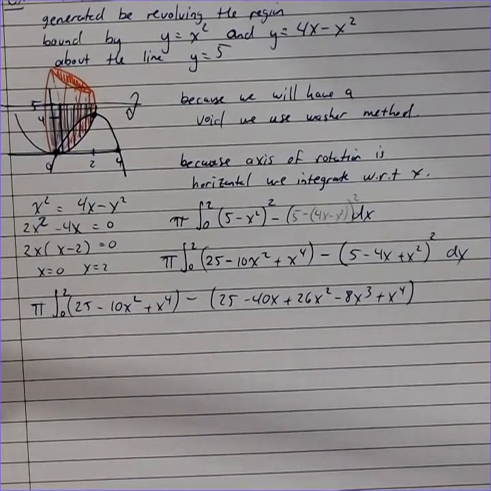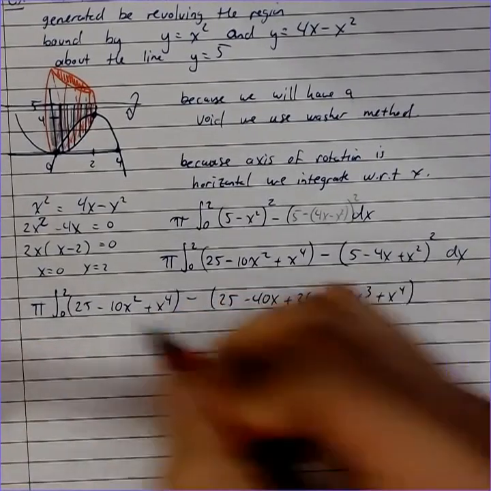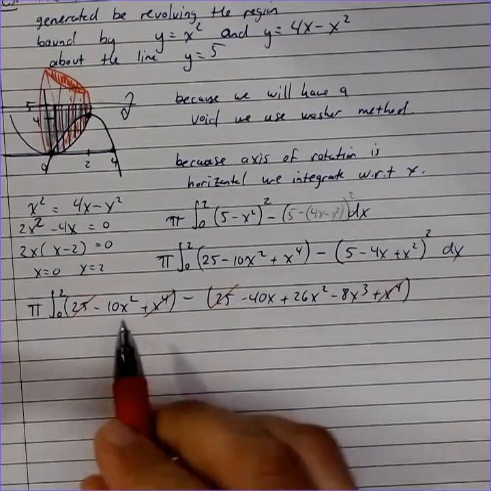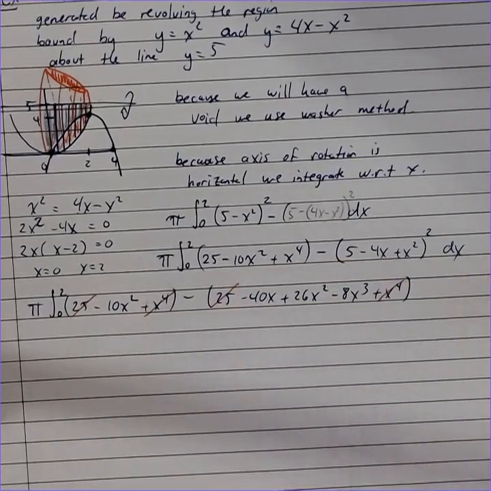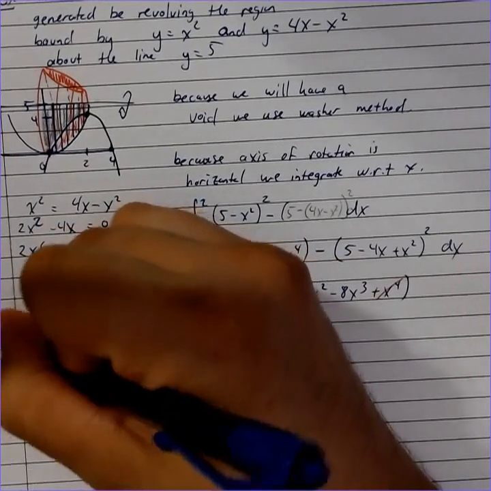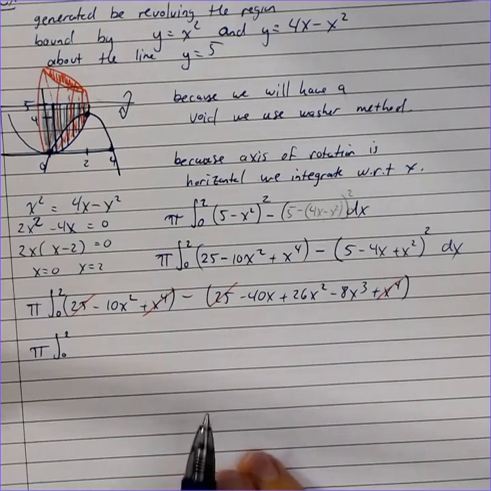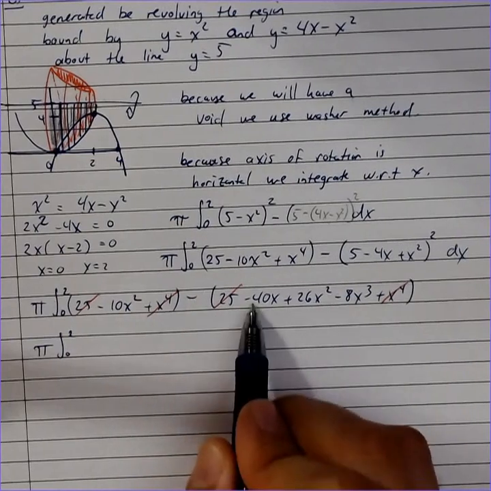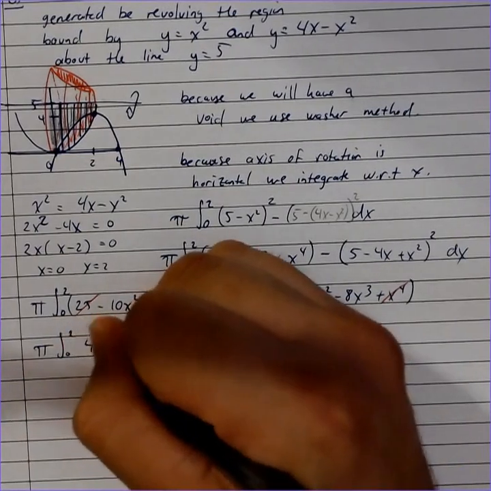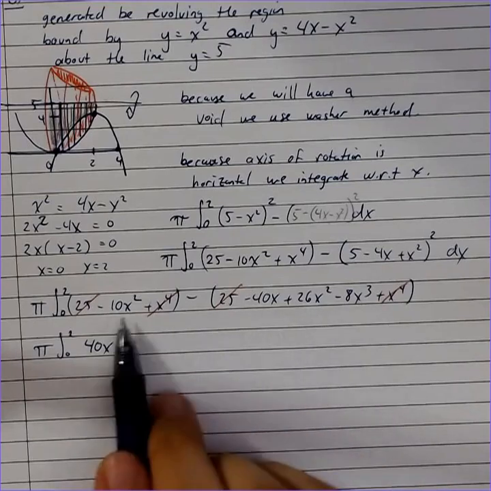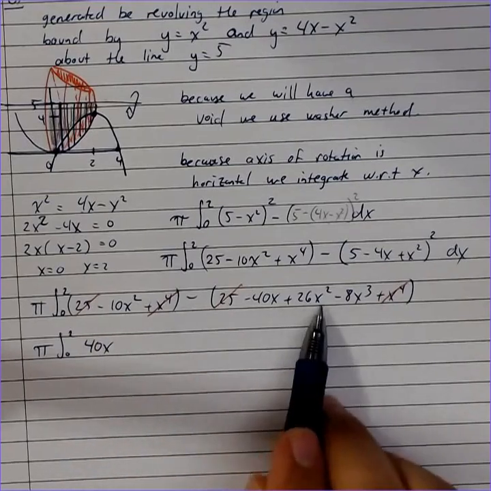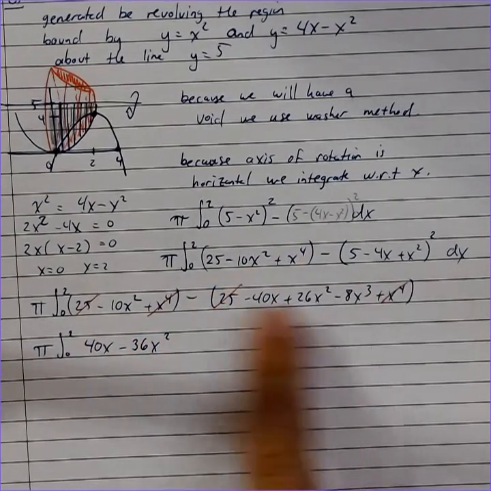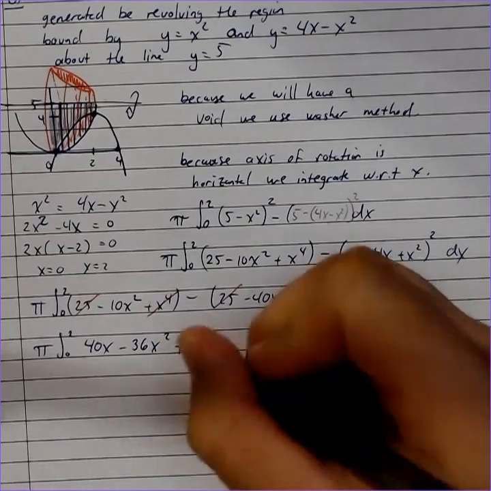And now here you notice that a few things subtract away. 25 minus 25, that's gone. X to the fourth minus x to the fourth, that's gone. These don't go away, but they do combine since they are like terms. So you can write this as pi, integral from 0 to 2 of, let me write these in order. So minus a minus 40x, that's just 40x. Now let me put the quadratics. That's going to be negative 10x squared minus 26x squared is minus 36x squared. Minus a minus makes that a plus 8x to the third.